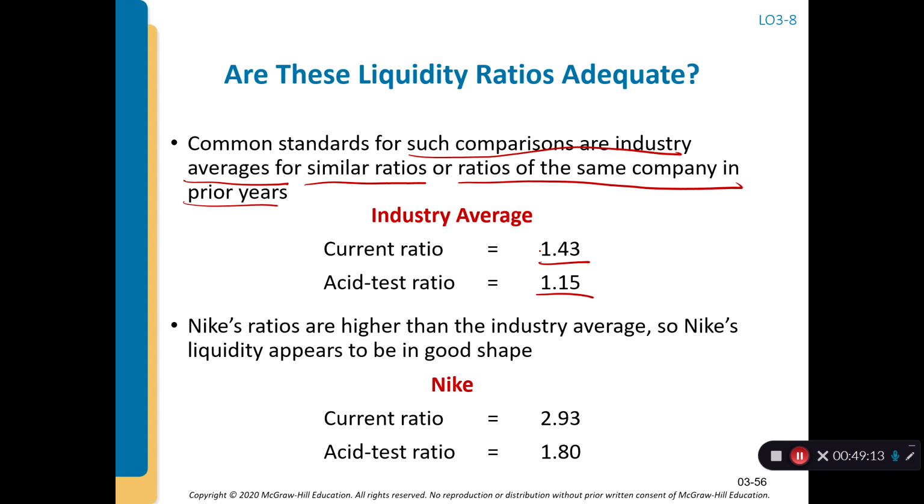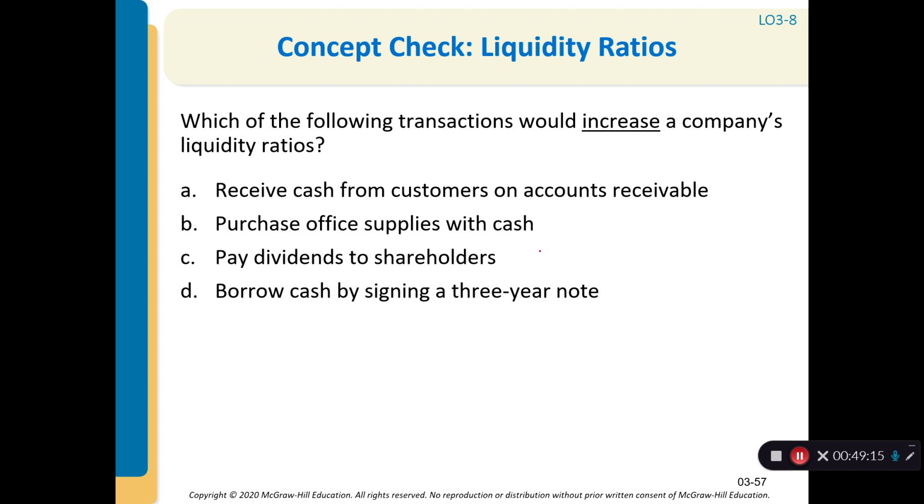industry firms. Okay, so which of the following transactions would increase the company's liquidity ratio? Okay, this is a very interesting question. So it's asking which will increase the liquidity ratio. So liquidity ratio equals current assets divided by current liabilities.